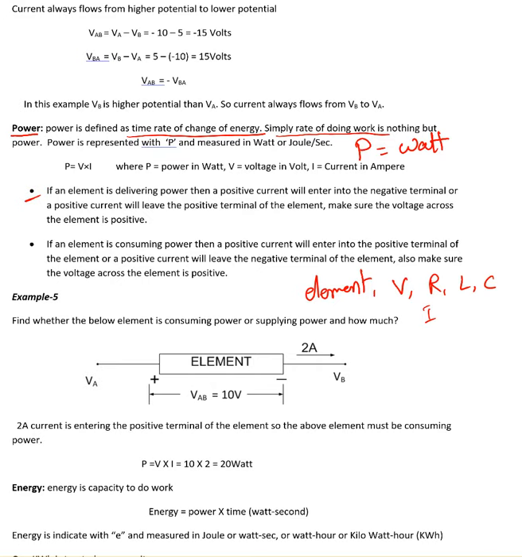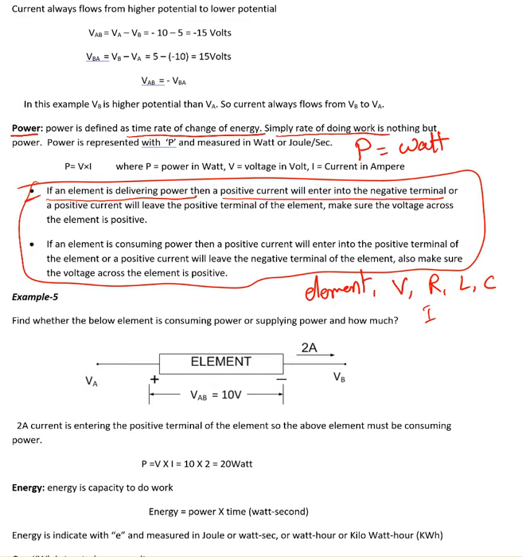If an element is delivering power, so it is giving the power, then a positive current will enter the negative terminal, or a positive current will leave the positive terminal of the element. So if the element is delivering power, that means a positive current is leaving the positive terminal. Then we'll say that element is delivering power. If an element is consuming power, then a positive current is entering the positive terminal. Remember this: consuming power, then the opposite is delivering power.